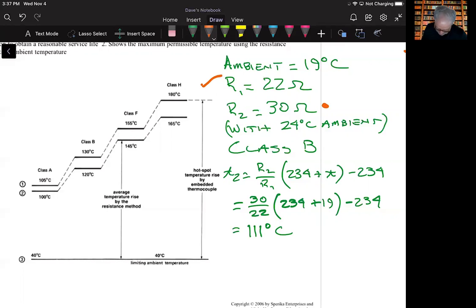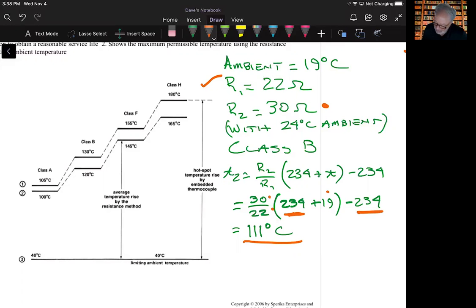So under full load conditions, this would be our initial equation, right? The 6.5. Then we put in 30, which is R2. We put in 22, which was R1. Then the initial temperature was 19. And this is copper, and that's why we have 234. We find that the average temperature of this shunt field at full load is 111 degrees C.